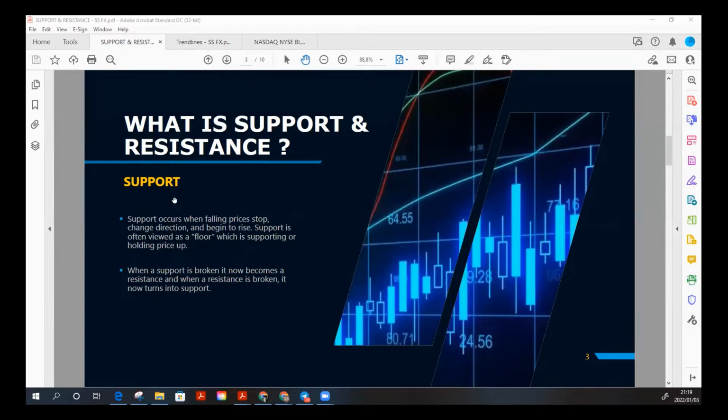So, support. Support occurs when falling prices stop, change direction, and begin to rise. Support is often viewed as a floor which is supporting or holding price up. When a support is broken, it now becomes a resistance, and when a resistance is broken, it now turns into a support.